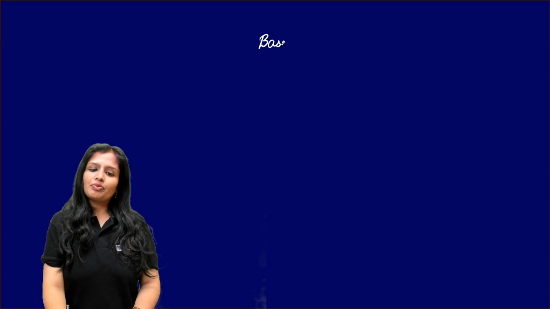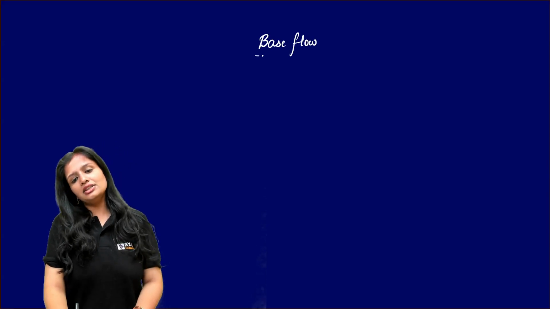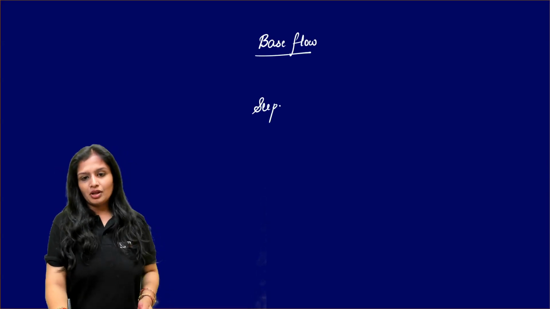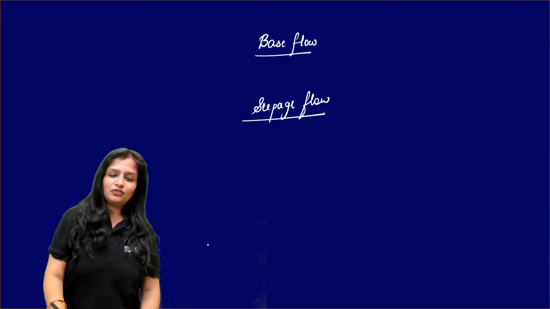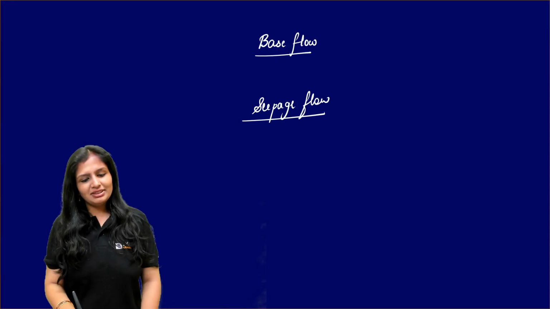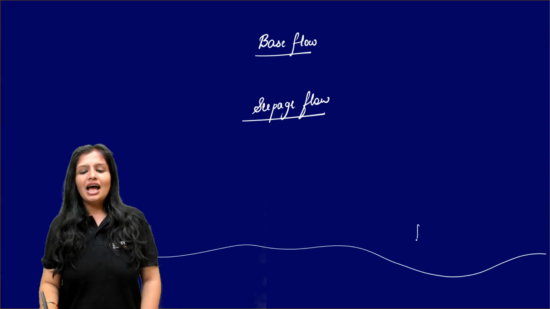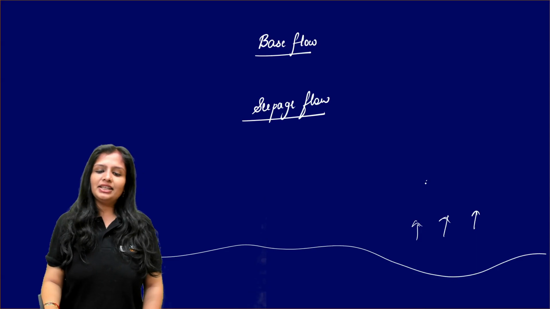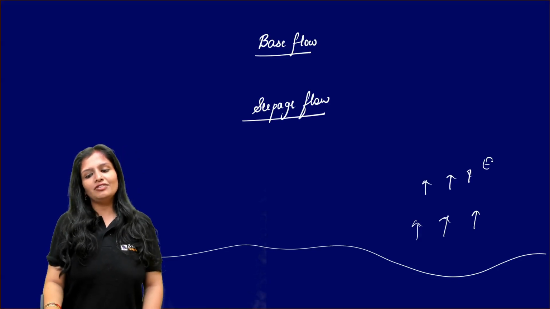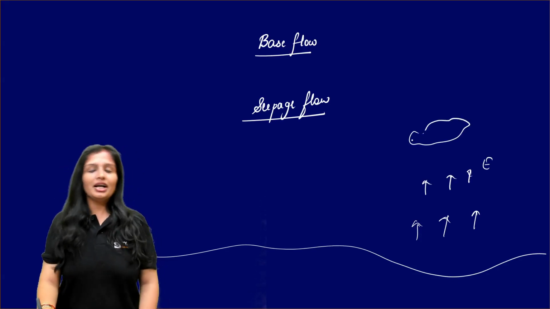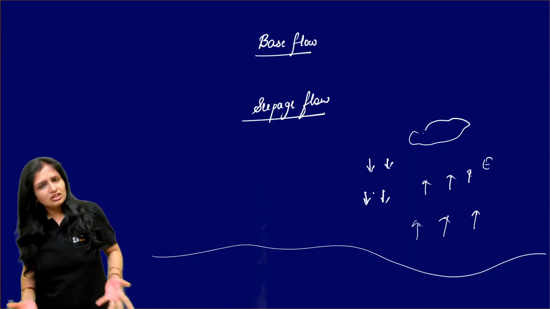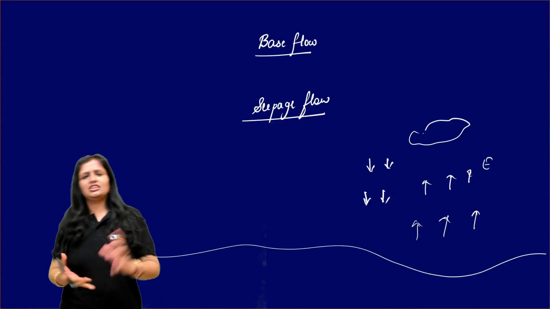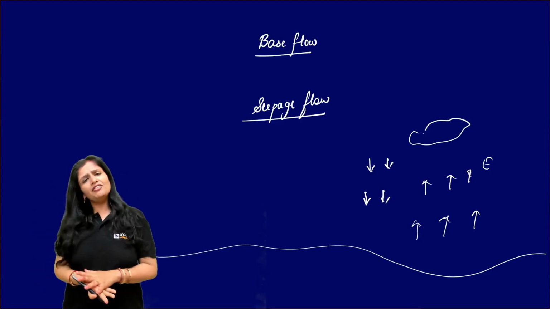Now coming further, when you say base flow and the other one is your seepage. So what happens exactly when you talk about base flow or seepage flow? You know the preliminary concepts: oceans are there and evaporation will take place, clouds will be formed, condensation, and eventually precipitation will occur. And there are n number of losses like transpiration, interception, depression storage, infiltration, etc.